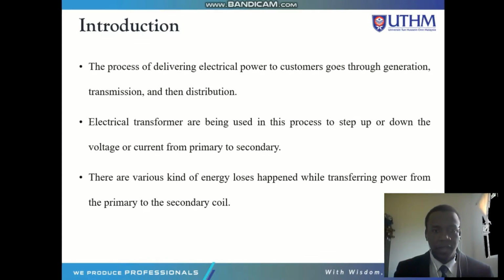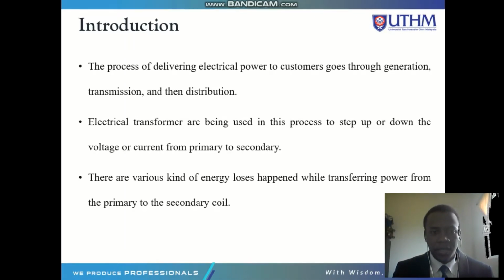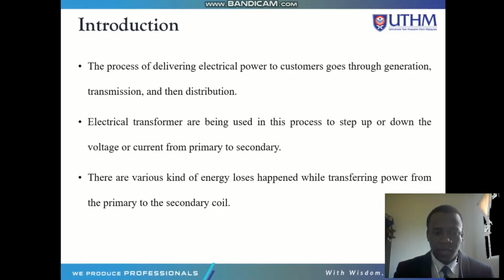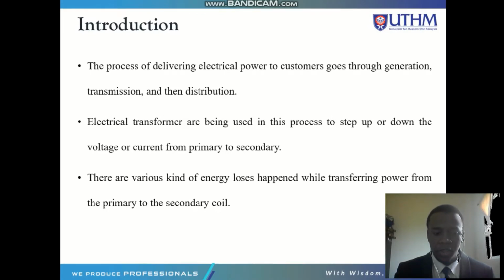The process of delivering electrical power from the generation plant to the consumer goes through generation, transmission, and distribution. So in this process, electrical transformers are used either for stepping up or stepping down current or voltage from the primary to secondary. During this process, there are many kinds of energy losses that happen while transferring the power from the primary to the secondary coil.